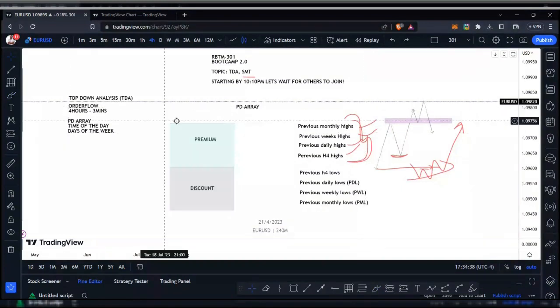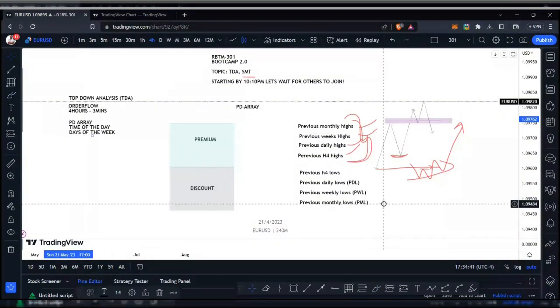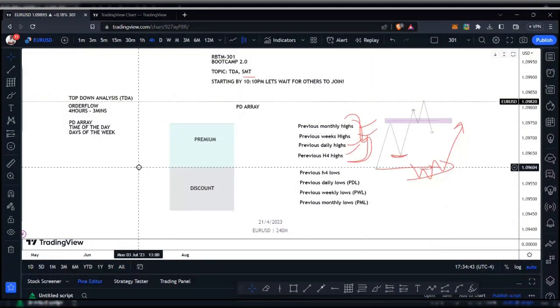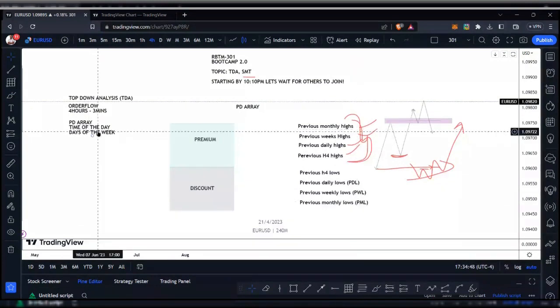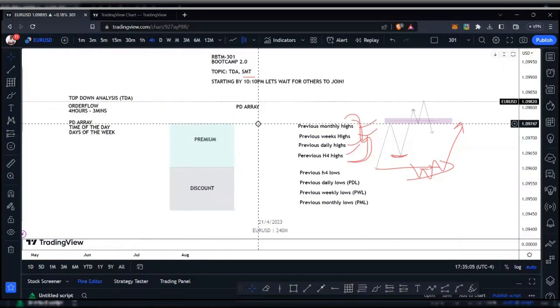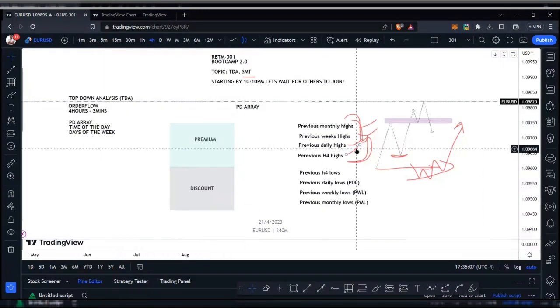Now, next will be what? Next will be the time of the day. The time of the day matters a whole lot when you're doing your top-down analysis. I'm trying to look at how I can merge your entries and your analysis together now. And you're just going to forgive me. Just put everything together in your head. It's very scattered in my head, but just continue. Just try and put it together.